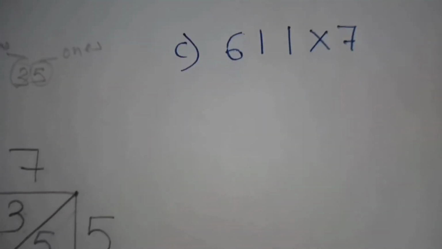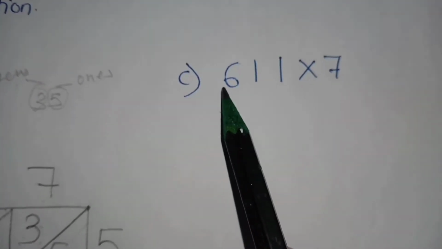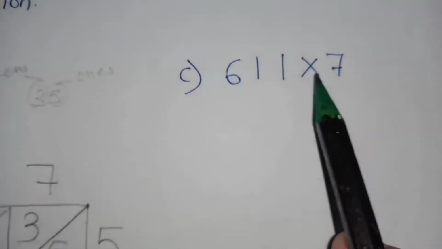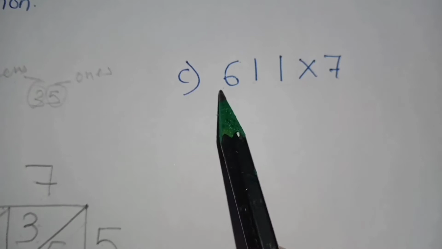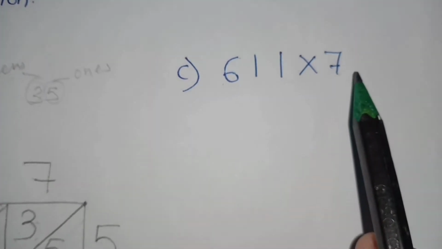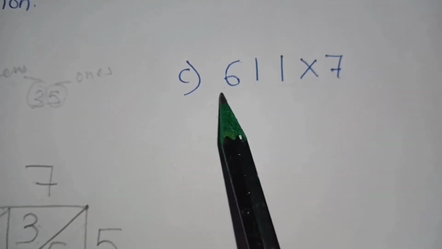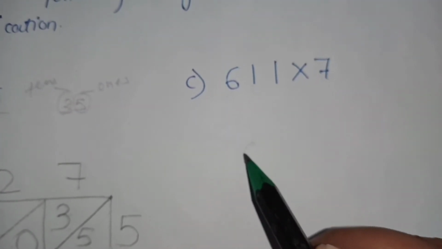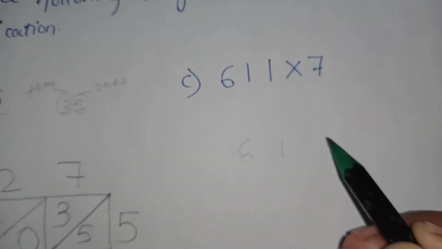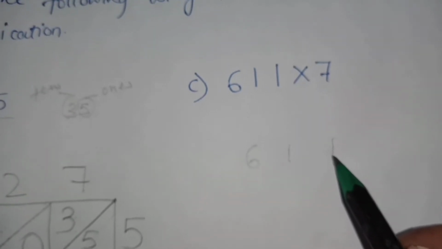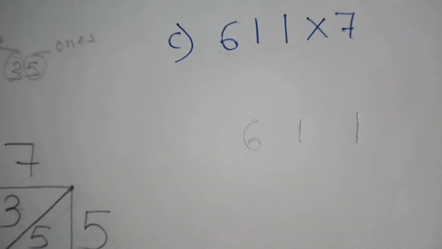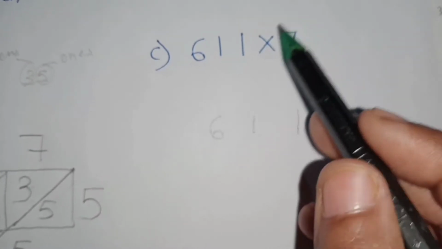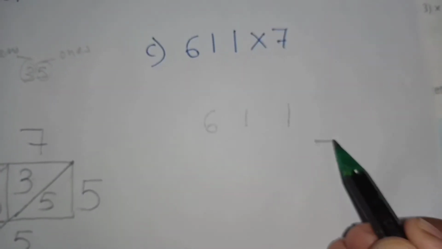Now let's do this one: 611 into 7. This one is the multiplicand, this one is the multiplier. In the multiplicand, how many digits are there? 3 digits. So how to write? 6 1 1, a little bit separate you have to write. Then the multiplier, we will write here.